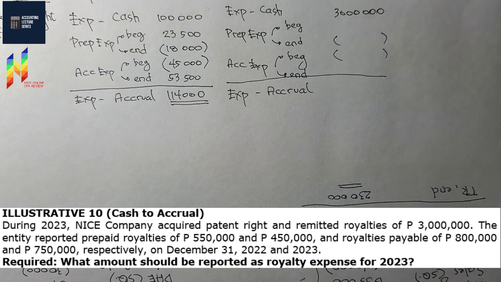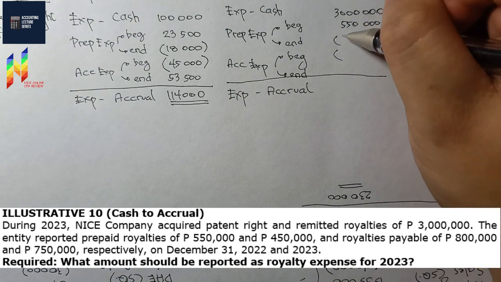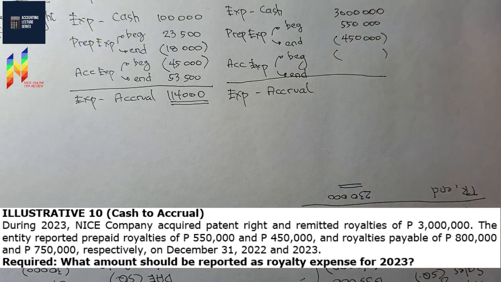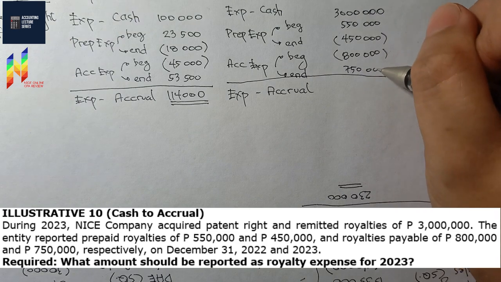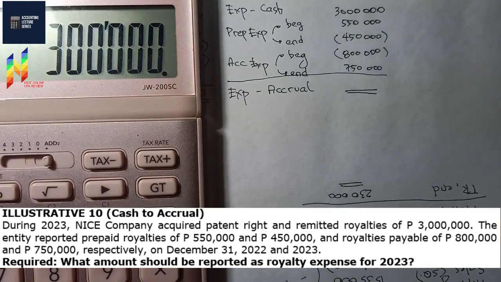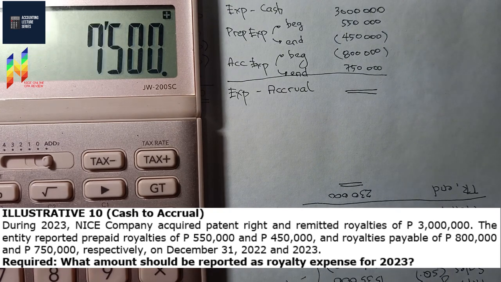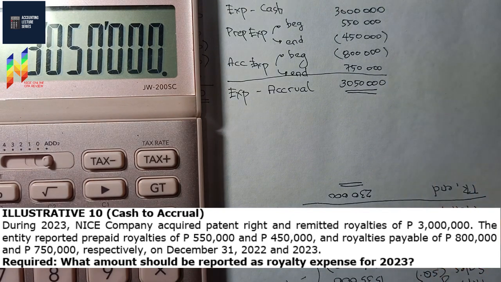So here, prepaid at the beginning is 550. Prepaid at the end is equal to 450,000. Accrued or royalties payable at the beginning is 800,000 while at the end it is only equal to 750,000. So royalty expense now under the accrual basis of accounting is equal to 3 million pesos plus 550,000 minus 450,000 minus 800,000 then plus 750,000 or this is equal to 3,050,000. So that is the final answer for illustrative problem number 10.